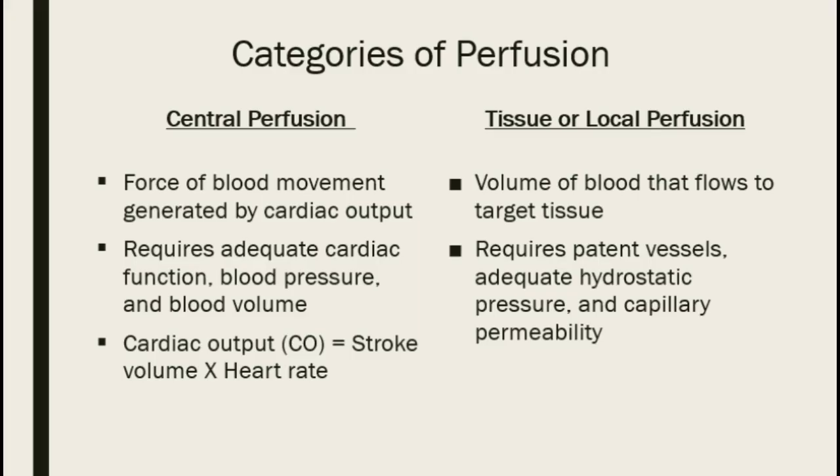There are two categories of perfusion. So when we talk about central perfusion, we're talking about that force of blood movement generated by cardiac output. And this requires adequate cardiac function, adequate blood pressure, and blood volume. And so you may at some point be asked to calculate cardiac output. That is stroke volume times the heart rate. And when we talk about the second category of perfusion, that's tissue or local perfusion. And factors that impact that type of perfusion is the volume of blood that flows to the target tissues.